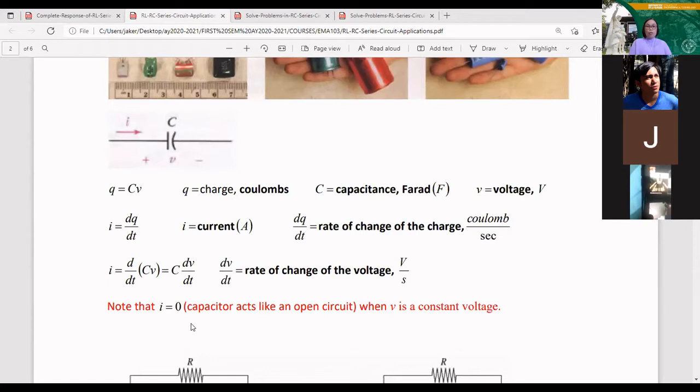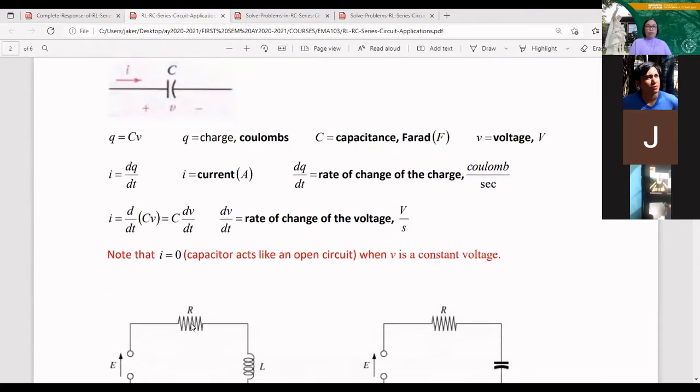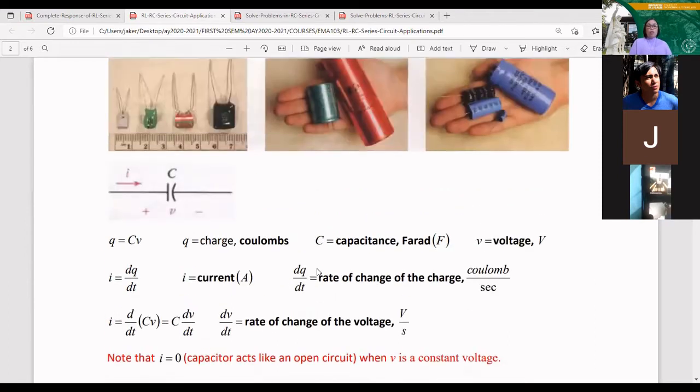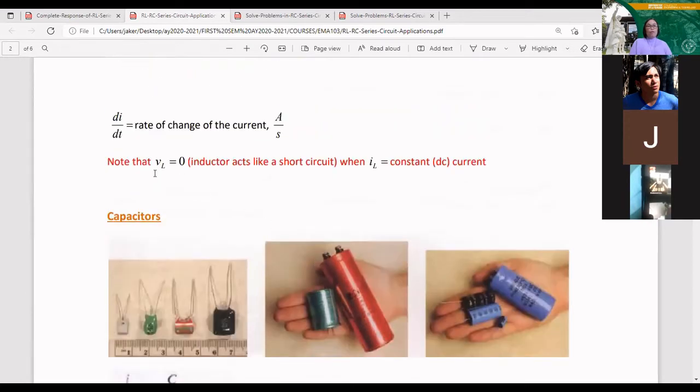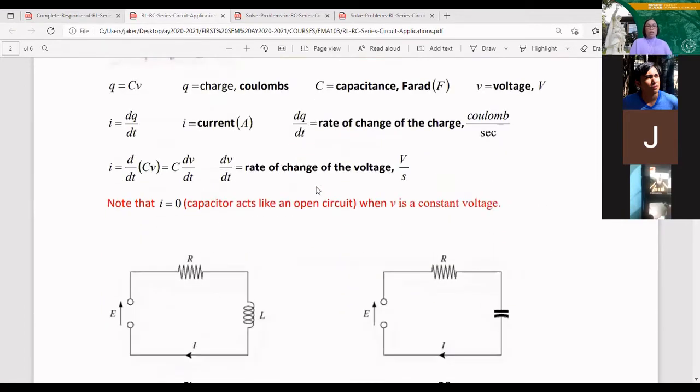Now, there's another note here, just like what we have in the inductor: if the current is 0, the capacitor acts like an open circuit. So in the inductor, if the voltage drop across your inductor is 0, it is the inductor that acts like a short circuit. This one is not a short circuit, but an open circuit. No current passes through your circuit element if I is equal to 0. So I think it's common sense that you have an open circuit.